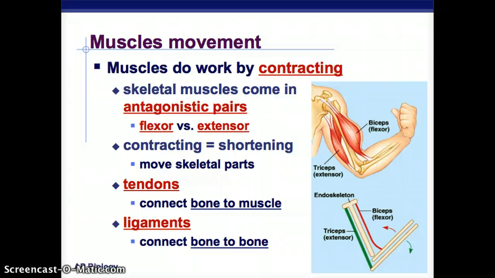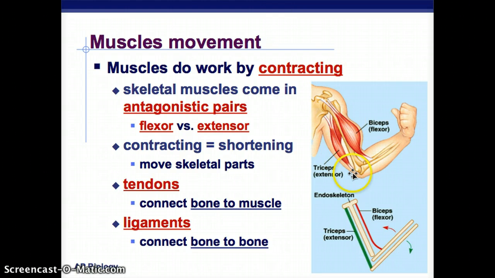And skeletal muscles come in antagonistic pairs. So one would be a flexor and one would be an extensor. So you'd flex or extend. Contracting equals shortening. And we move skeletal parts in order to do that. So again, tendons connect bone to muscle and ligaments are bone to bone.